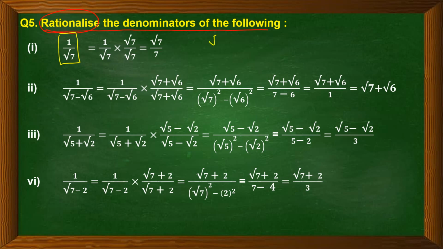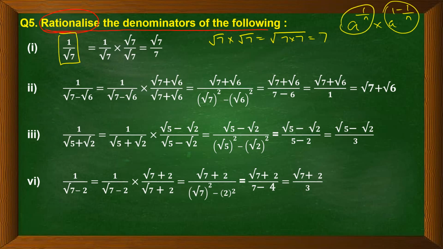Now root 7 into root 7 is root of 7 into 7, which is a rational number. Because according to the rule, if a raised to power 1 by n is multiplied by a raised to power 1 minus 1 by n, which is a rationalizing factor of a raised to power 1 by n, is equal to a. Right? This I have explained in the previous video. You can check out from there. So over here, the product of these two rationalizing factors is a rational number.